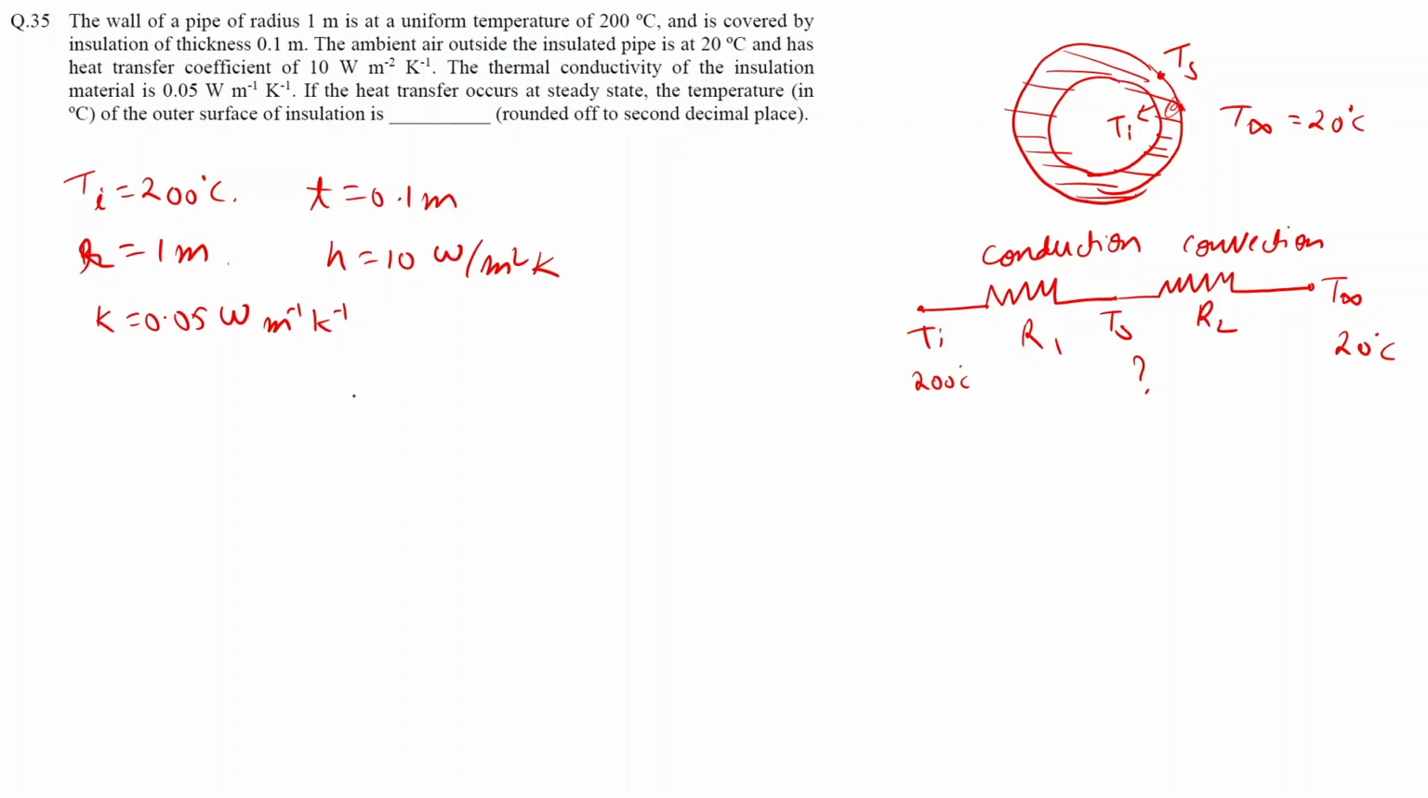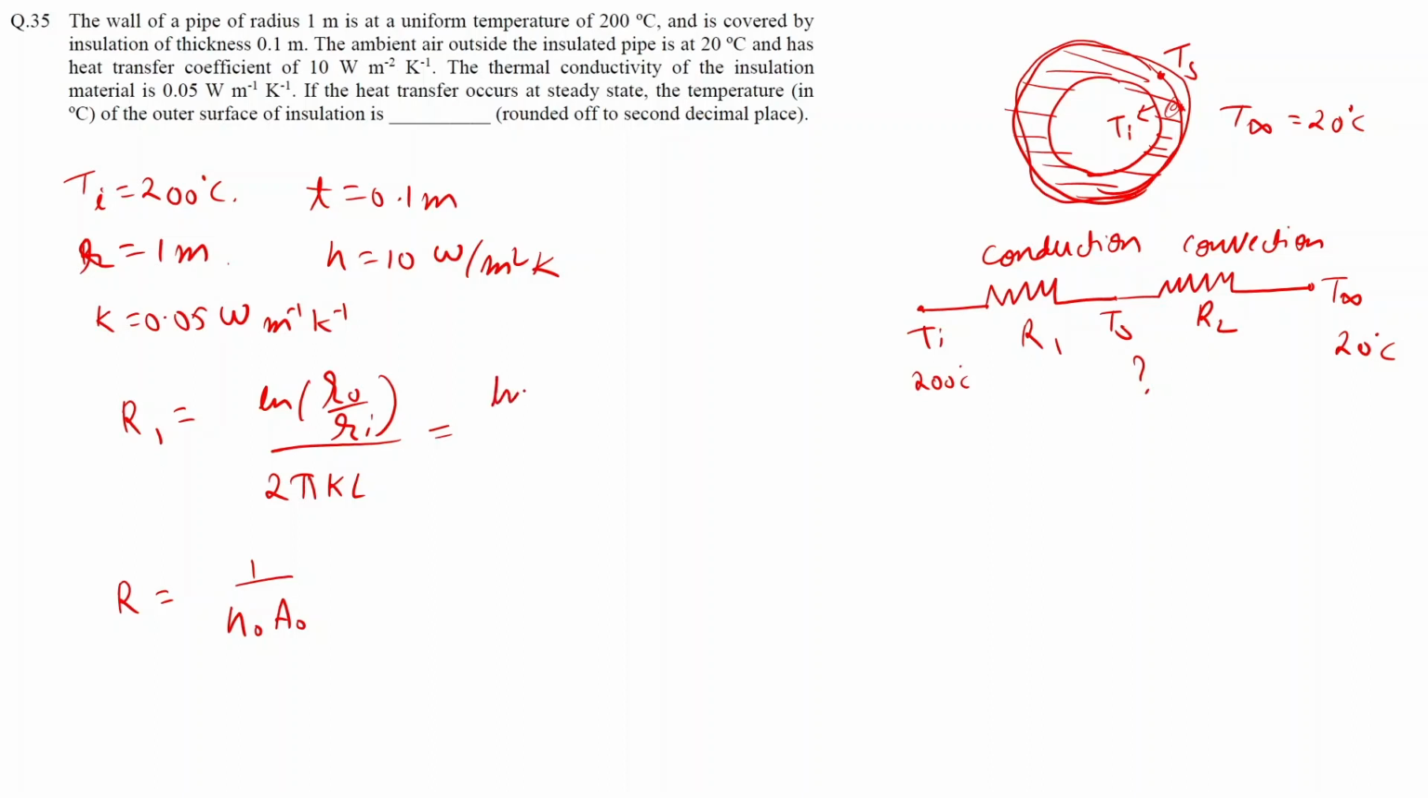Now for the cylindrical system, the resistance we know as ln of Ro upon Ri, upon 2 pi K L. Similarly, for convection, we know that the resistance is written as 1 upon ho into Ao, where Ao is the external area, so basically the area of the surface. So we can find both of these, R1 and R2.